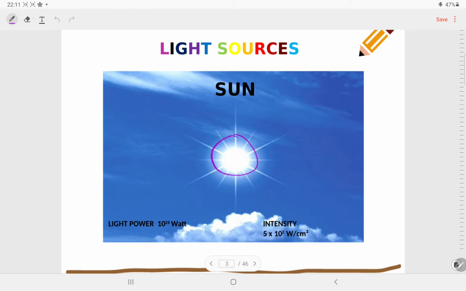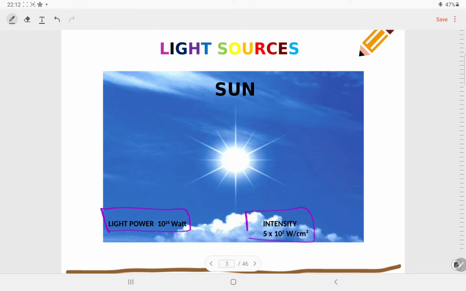As you can see, this is the sunlight. This image is here because the biggest source of light on planet earth is the sun. Sunlight consists of seven wavelengths, and it has many characteristics, like monochromaticity. No, it is not monochromatic in nature, but we can compare laser light with sunlight. The light power of sunlight is given here as 10 to the power 26 watt, and the intensity is also given here.